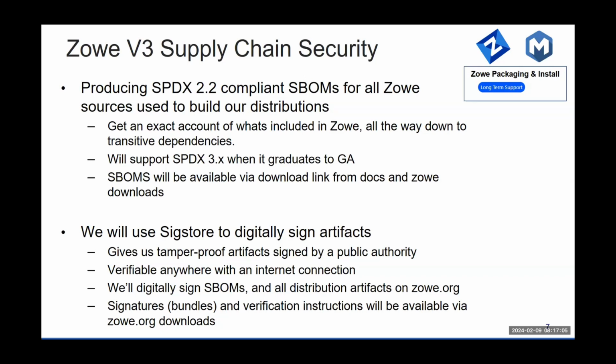And we're going to use Sigstore to digitally sign everything. So we're going to sign both the SBOMs we're creating and every distribution artifact that you can download from Zowe.org. Again, instructions on how to acquire these signatures and how to use them to verify the integrity of the artifacts will be available both on Zowe.org and the doc site.